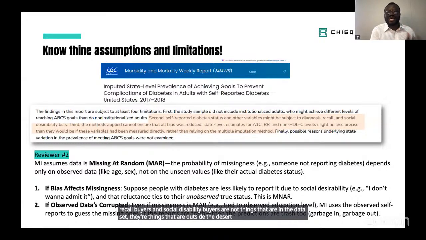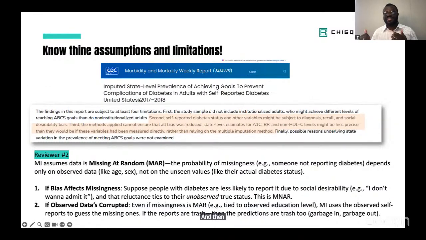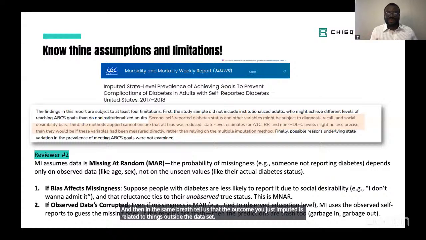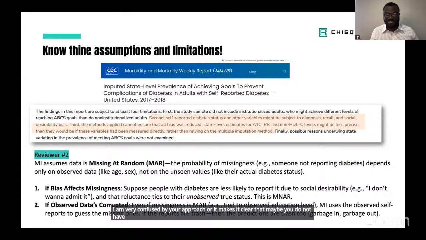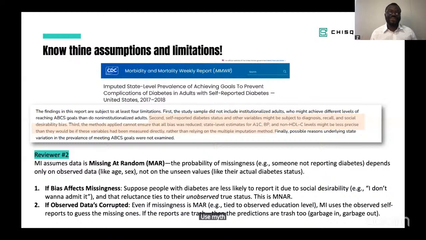So you can't exactly tell us that you did multiple imputation and then in the same breath tell us that the outcome you just imputed is related to things outside the data set, which as a reviewer will make me scratch my head and say, I am very confused by your approach, or it makes it clear that maybe you do not have a solid understanding of the assumptions that would warrant the use of this methodology. So let us not be obsessed with methodology. Sometimes people use methodology just to sound fancy, right? We really want to understand the assumptions that underpin whatever we do.